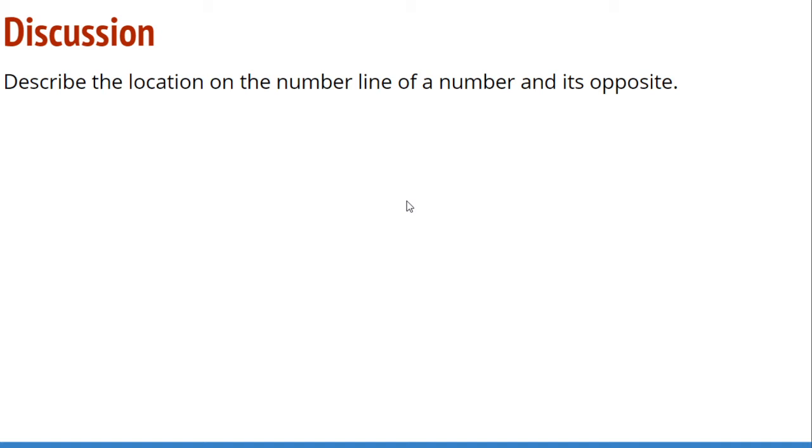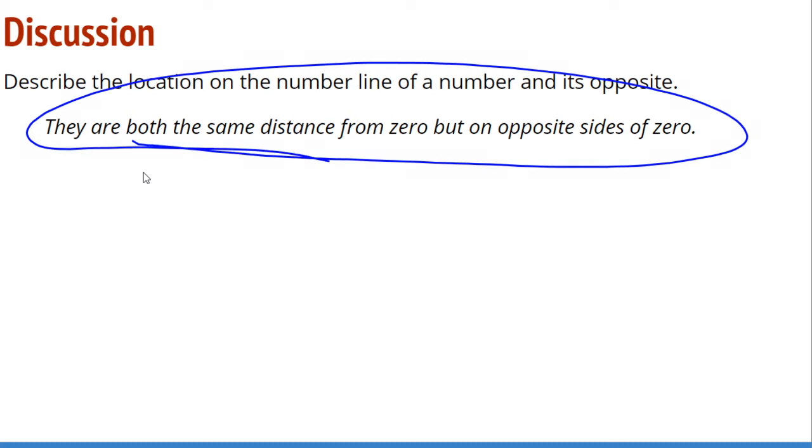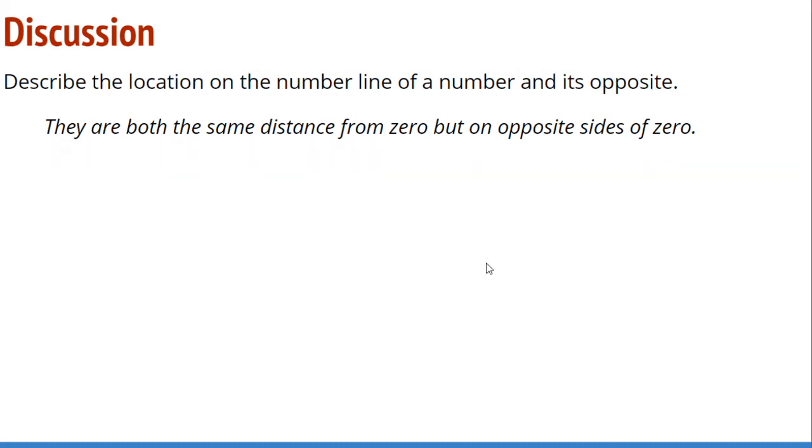So describe the location on the number line of a number and its opposite. Oh, we just did that one. Oh, sorry. So they're both the same distance from 0, but on opposite sides of 0.